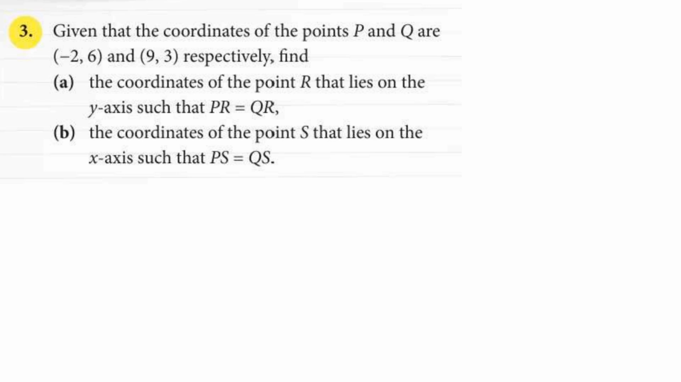Alright, let's look at question 3. So question 3, you're given 2 points, point P and Q. The coordinates of point P and Q are so and so respectively. So what does this word respectively mean?